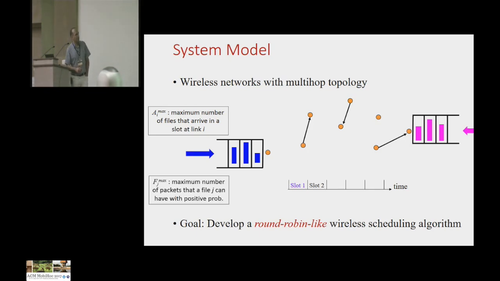Also, another assumption is the maximum number of packets in a file, which could be high, but there's this maximum that we assume will be the limit, and there's a positive probability that you will have a file of that big size coming in. So those are the technical assumptions, some of which I think are relaxable, but for our current argument, we make these assumptions.